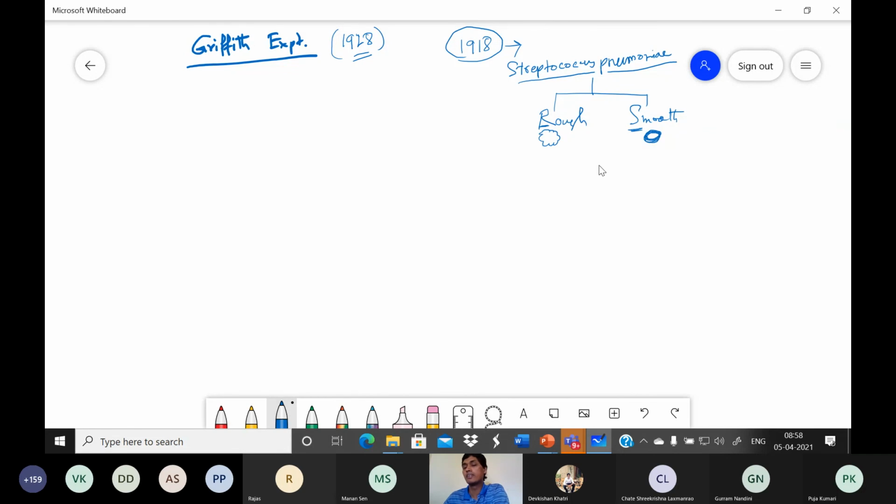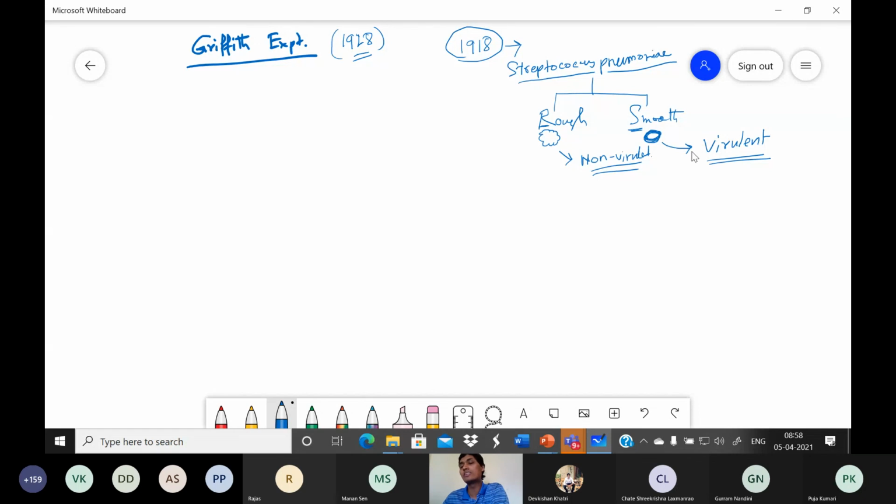Two different strains. Now this strain is called virulent. This term might be unknown to you. Virulent means that it causes disease, that it causes problems. And this strain is non-virulent. That means it will not create problems or cause the disease. It will not be harmful, right? But the smooth strain is virulent.